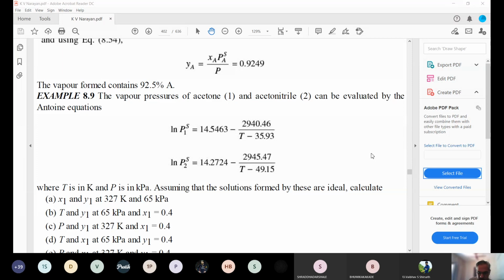हमको पता नहीं रहता आंसर exactly. So let us take 330.5 and see what happens. Even number करके 0.5 करके increase कर रहे हैं. So find out P1s and P2s at 330.5.